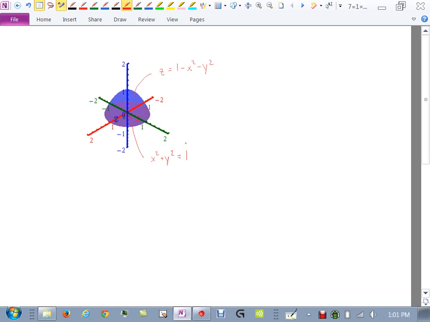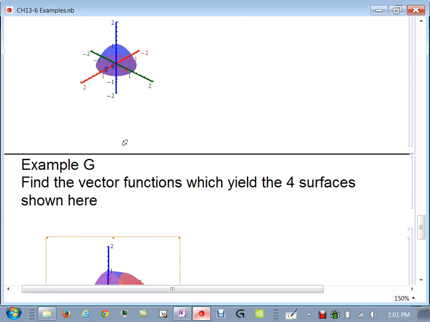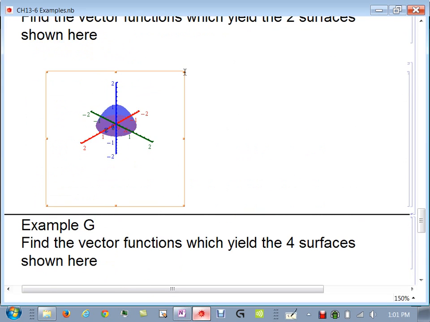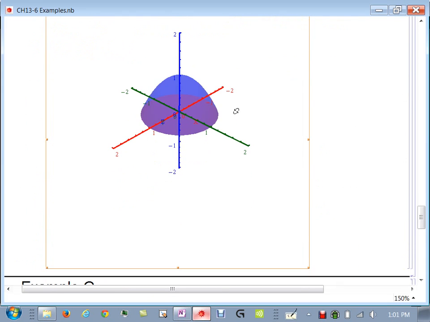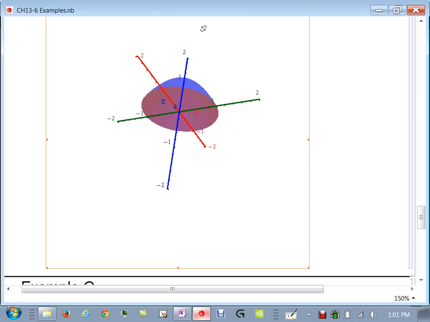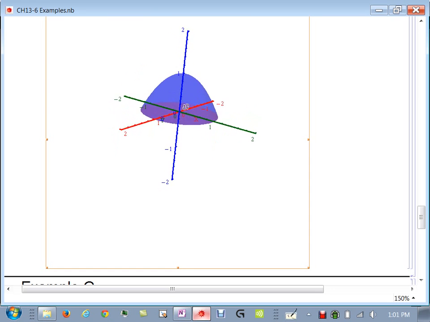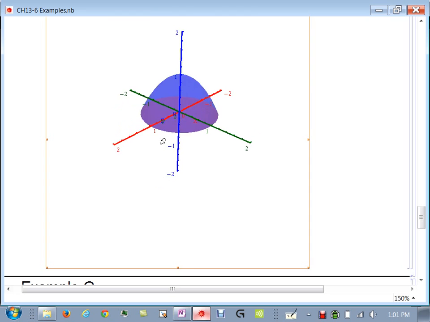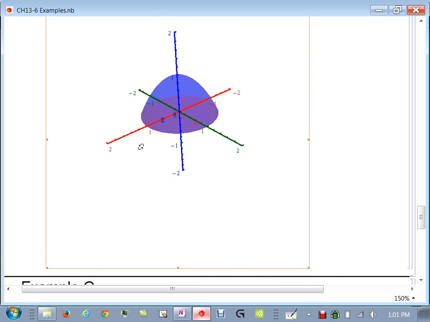All right, so that's what we had, right? I'm going to call this S1 up here, S2 down here. I don't know if you can tell from your picture that you have, but this is a paraboloid. And underneath there, you have a disk, right? So let's start with the disk because it's the easiest one.